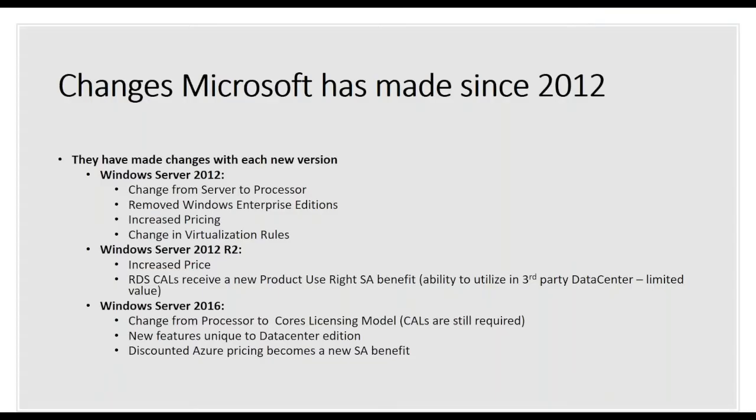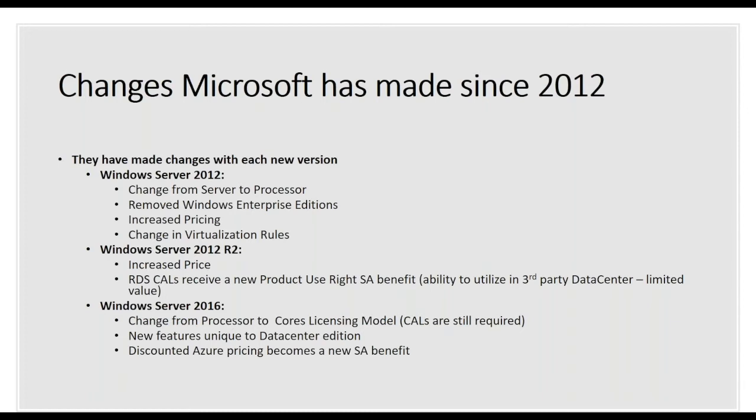So what changes has Microsoft made since 2012? And again, I think most of you are probably familiar with this, so I'm going to just talk through this a little bit at a high level and touch on this really quickly. In 2012, Microsoft changed from a server to a processor license model. The reason I bring this up is a lot of people have old entitlements of 2008 that were server licenses, and you could put one server license on an 8-processor server, where in 2012 they changed it to a processor model, 2 processors per license. You would need 4 for that server in that model.